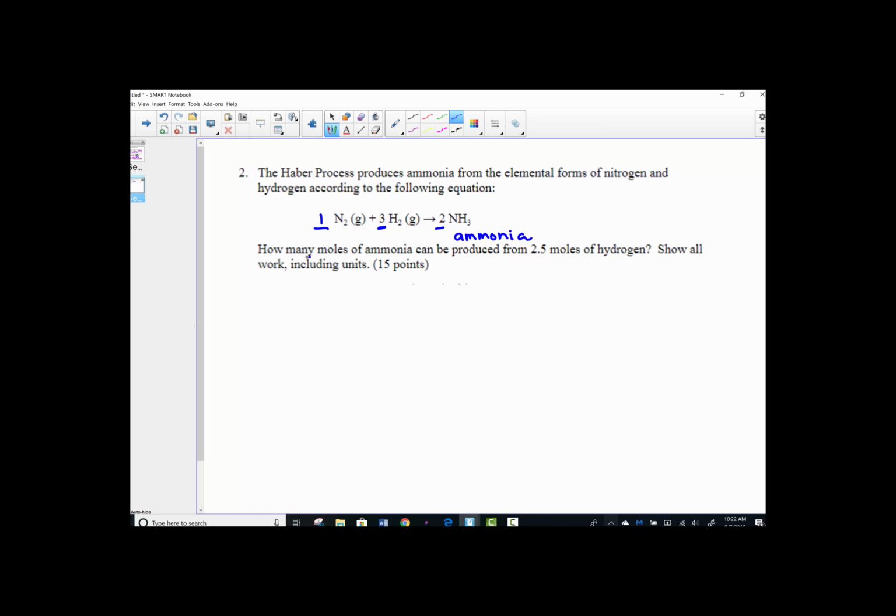How many moles of ammonia? That's what we want to solve for. Ammonia, NH3, can be produced from 2.5 moles of hydrogen. That's our given quantity. We want to know moles of ammonia, starting with a number of moles of hydrogen. Show all your work. Well, I want us to always start out by writing the number that's given, the unit that's given, and the label of the reactant we're following.